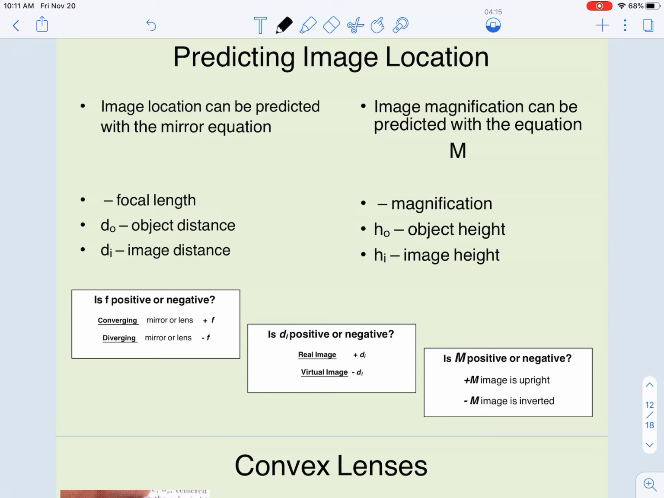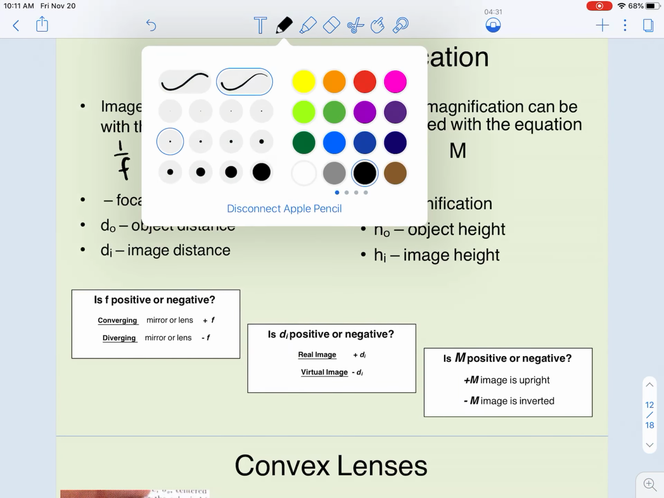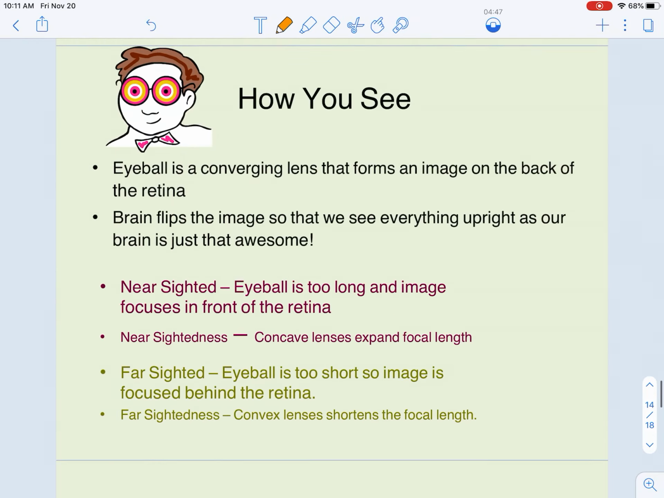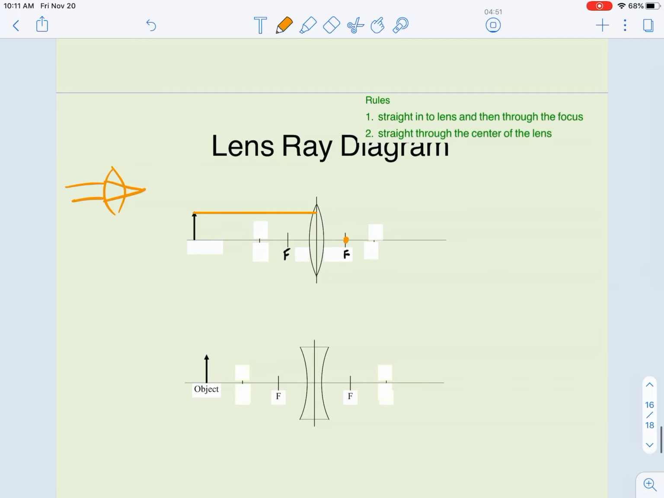Now, if we think about our math, we said that we're using these formulas, which did not show up for us when I transferred it. So this is going to be 1/F = 1/DI + 1/DO. And we got some ground rules for this when we learned mirrors, and we're going to use the same basic logic here. If the light is going to bend so that it converges, then we are going to have a positive value for our focus.